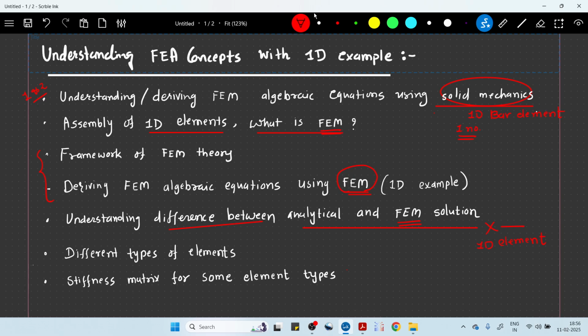Then next we will see some different types of elements, and we will also see the stiffness matrix for some of these element types. We'll not derive the stiffness matrix as we would have done for the 1D element, but we'll just give an overview of the stiffness matrices for some of these element types. Okay, so let's start.